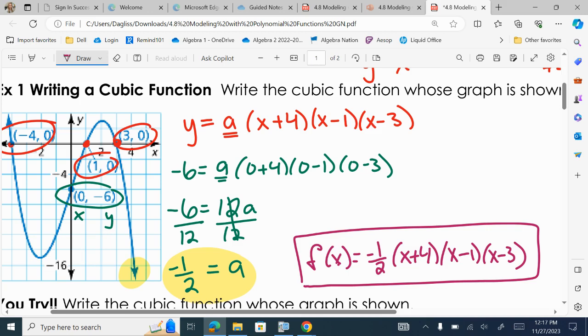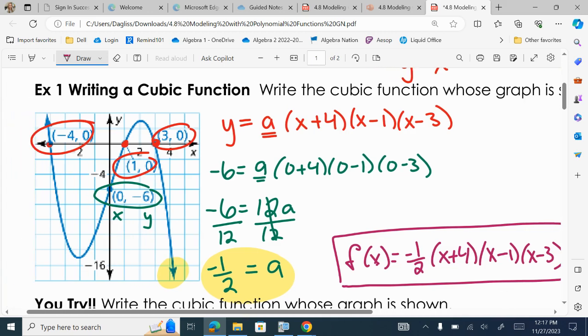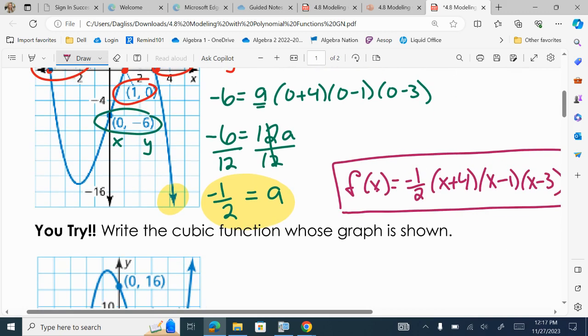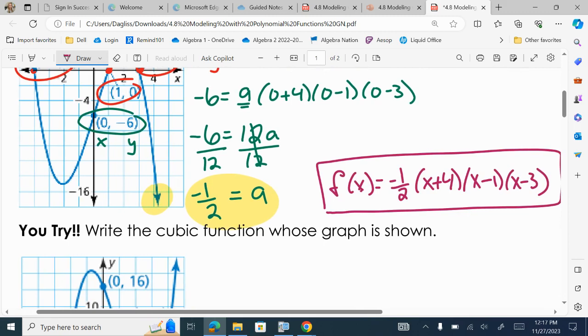All right. What does the next one say? You try. It says you try, so I want you to try. All right, so again, just like last time, you do have 3 x-intercepts, and they also gave you the y-intercept. You're going to get to use all those pieces to find your function.